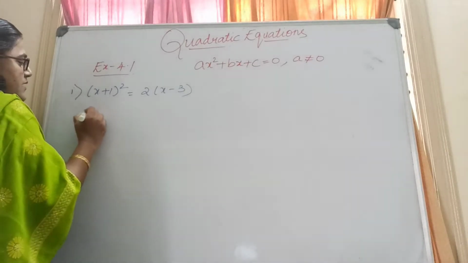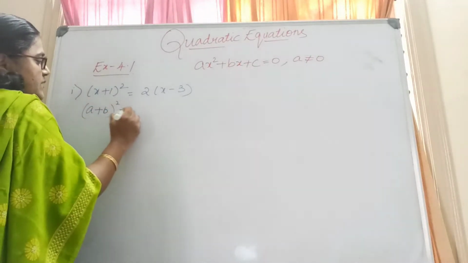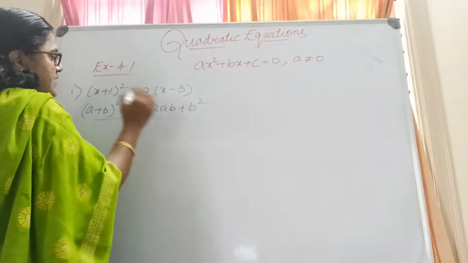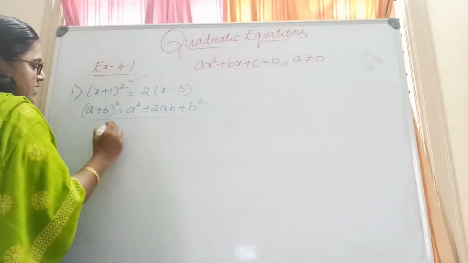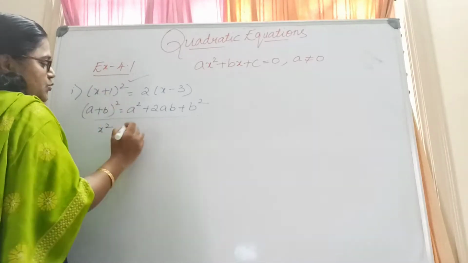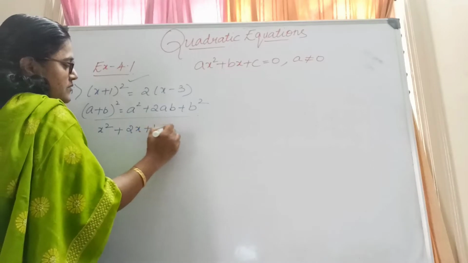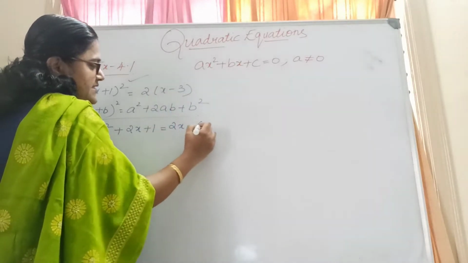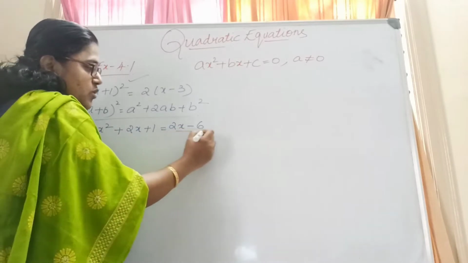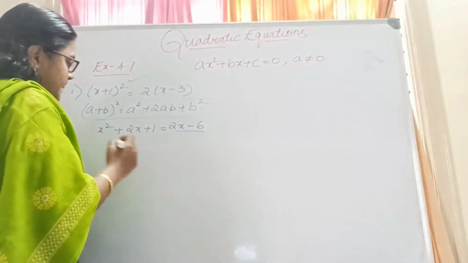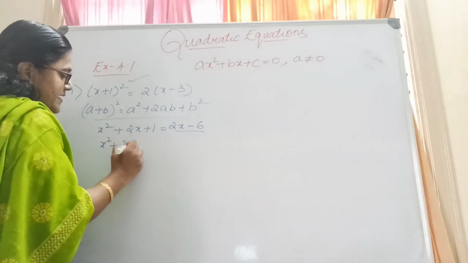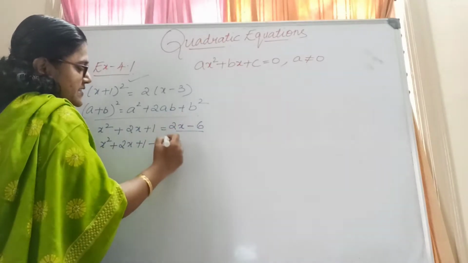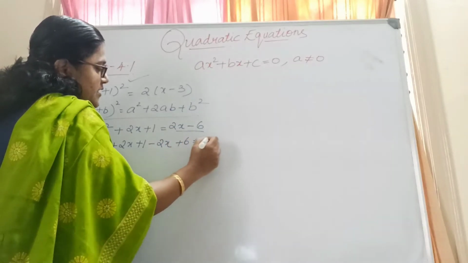A plus b the whole square formula. You all remember. A plus b the whole square is equal to a square plus 2ab plus b square. So according to this identity, I am going to expand the LHS. So x square, that is a square, plus 2 into x into 1, that is 2x, plus 1 square is 1, is equal to 2 into x, 2x, 2 into minus 3, minus 6. Okay, now transpose all these to the left hand side. So x square plus 2x plus 1 plus 2x, when it comes to the left hand side, it becomes minus 2x, minus 6 when it comes to the left hand side, it becomes plus 6, is equal to 0.